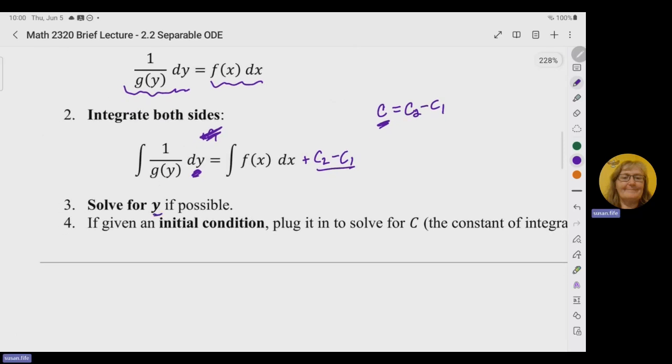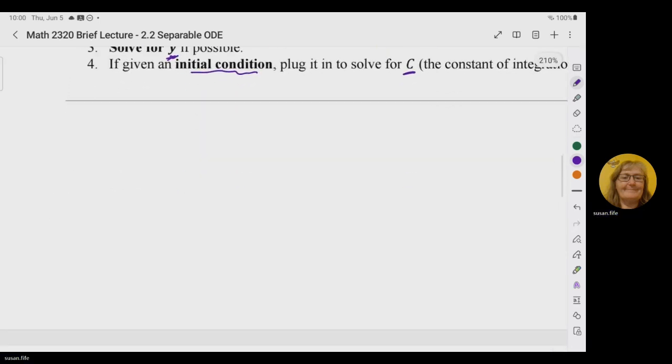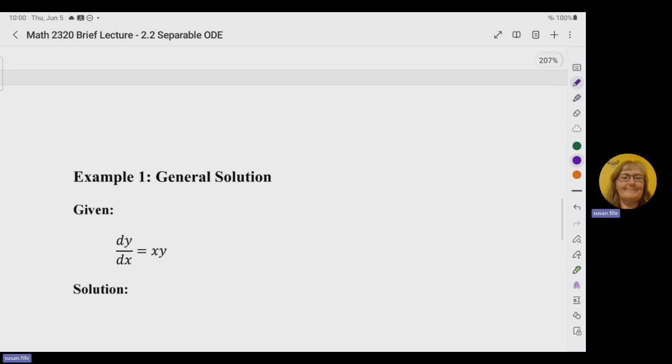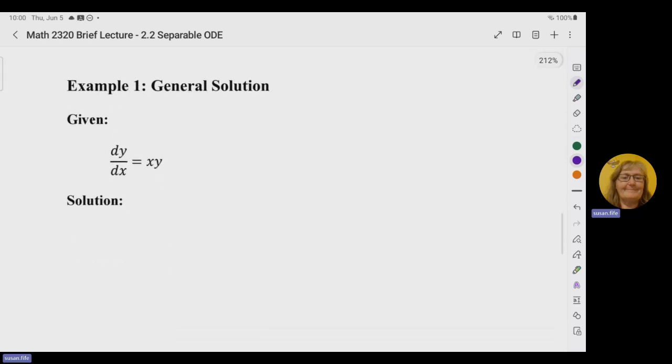If at all possible, solve for y. Sometimes it is not possible. And then if you're given an initial condition or a boundary condition, plug it in and solve for c to get the particular solution to the equation. So here's our first example. It's a nice simple example.